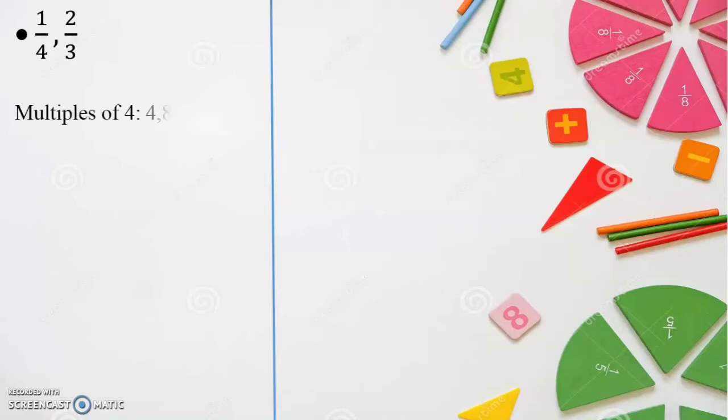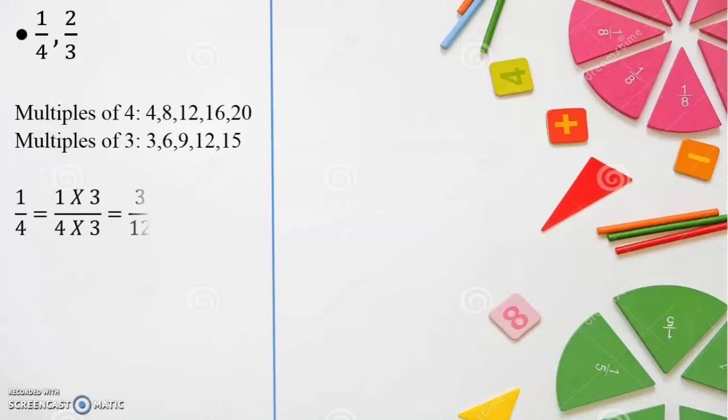So multiples of 4 are 4, 8, 12, 16, 20. And multiples of 3 are 3, 6, 9, 12, and 15. Now we can observe that 4 3s is 12 and 3 4s is 12. So we have a common multiple 12. So we multiply 4 with 3 and 3 with 4 to make the denominators equal.